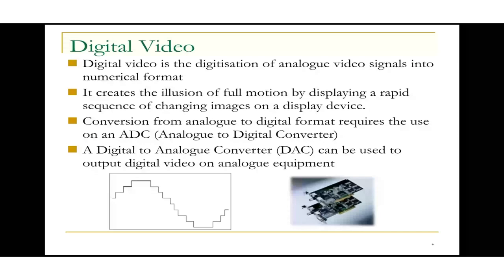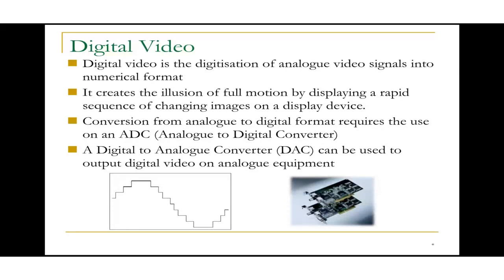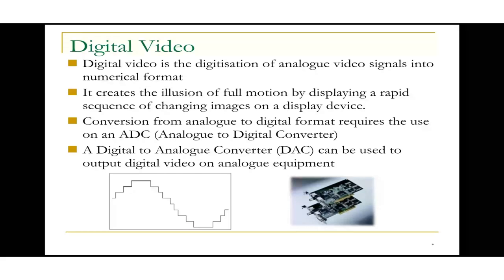So digital video is a digitization of analog video signals into numerical format. It creates the illusion of full motion by displaying a rapid sequence of changing images on a display device. And so with the digital, the other one was talking about fluctuating voltages. With this one, it's these images, the images one by one.